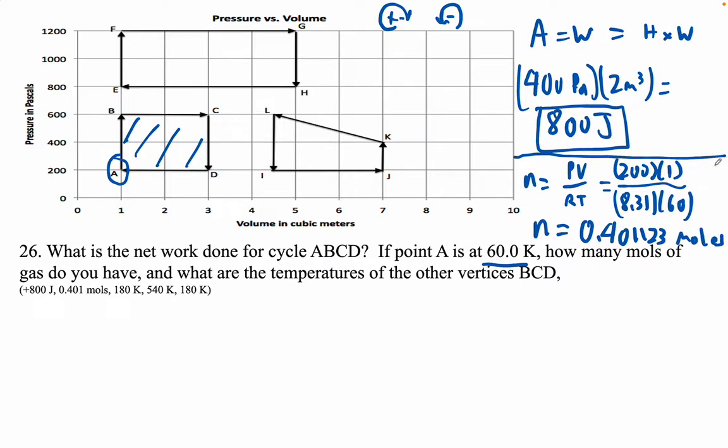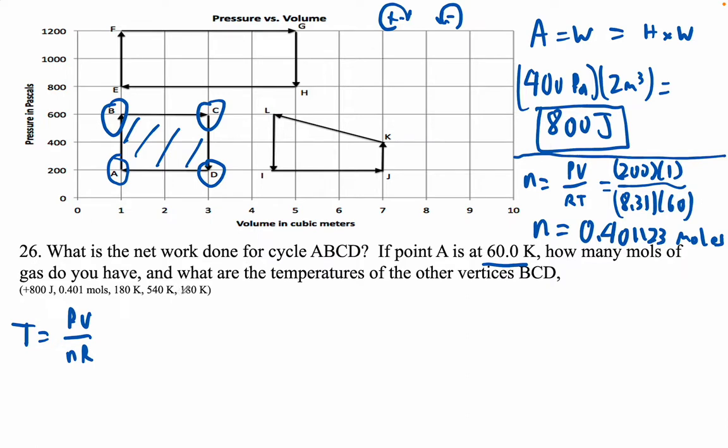Okay, how many moles? And what are the temperatures at the other vertices? Now that we know the moles, you could just bust through this and say, okay, temperature is PV over NR, right? And you can read the pressure and volume off of this thing, right? That is one way to do it, okay? But let me encourage you to possibly do it a different way, right?